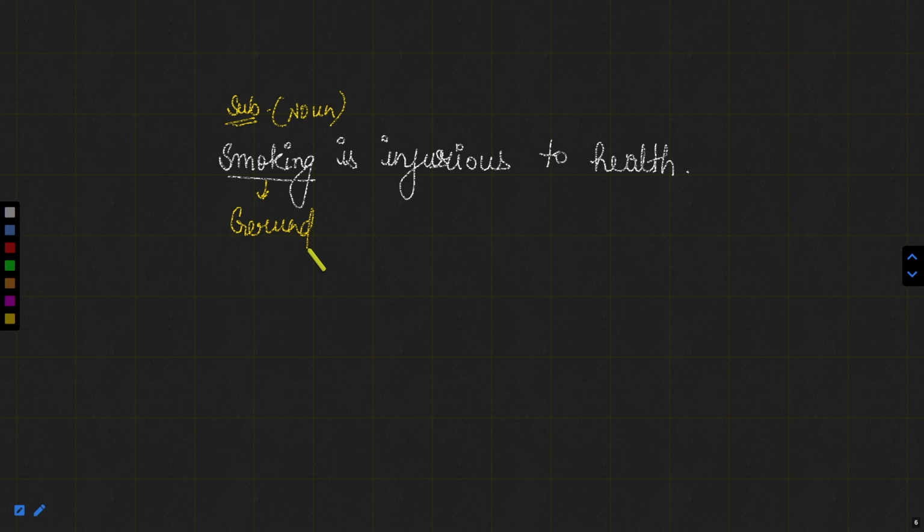Now, as I told you, the sentence which we had read at the start of this session, that is, walking on grass in the morning is good for health or is very healthy. So that walking, walk plus ing, it means verb plus ing, was behaving like a noun. That was the subject of the sentence. That means that was also a gerund.